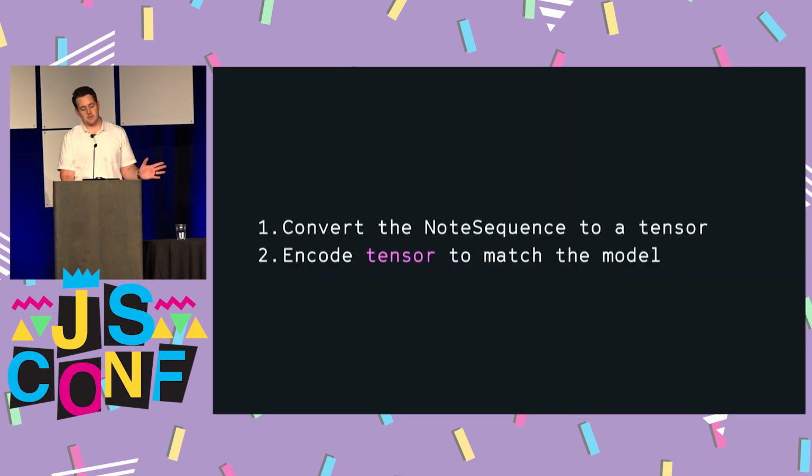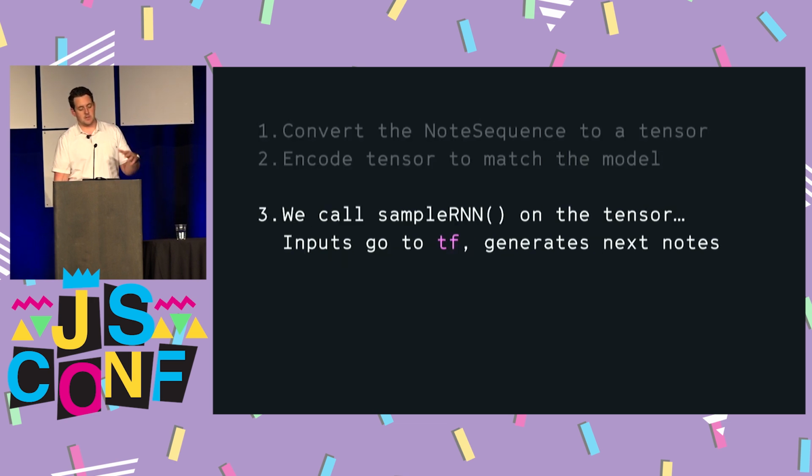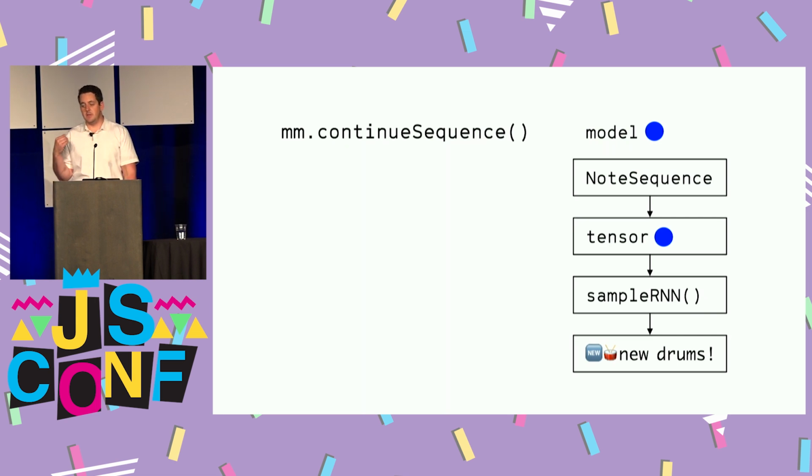Okay, so we've encoded the tensor to match the model. And then there's just this internal method, which is called sample RNN. The inputs go into the TensorFlow.js library, and then it generates the next notes. So if you want to get into the nitty-gritty, then TensorFlow.js is a great place to actually get your hands dirty. It helps me to visualize it like this. So just once more, call continue sequence. We have our model up here. Take our note sequence, convert it to a tensor in the form of the model, call this sample RNN, and we get our new drums.